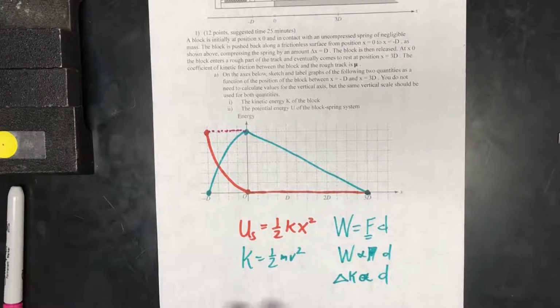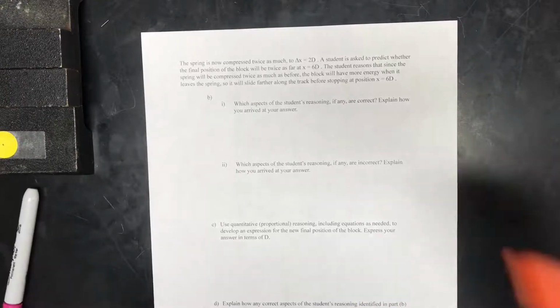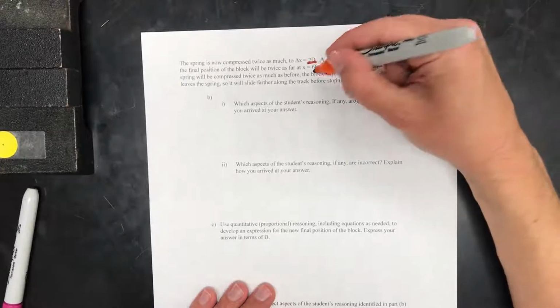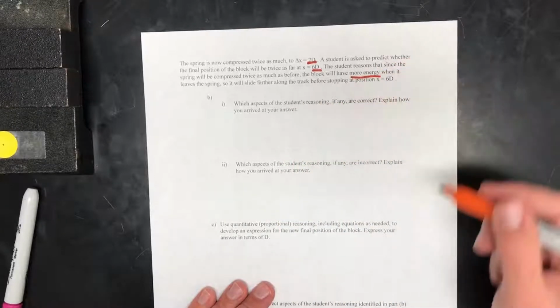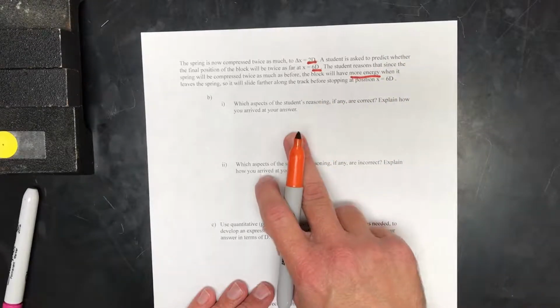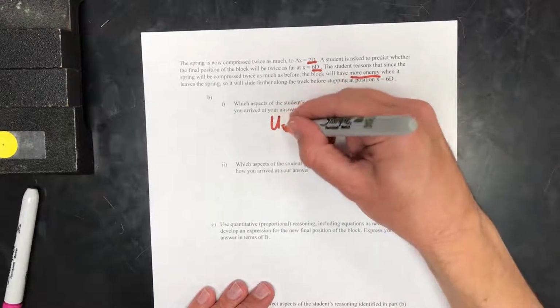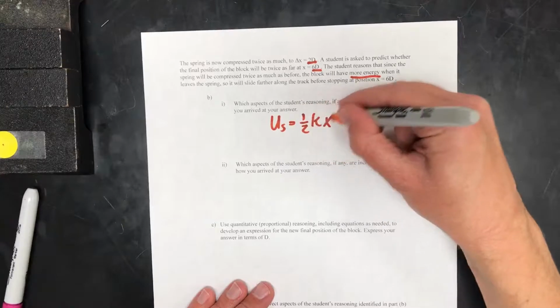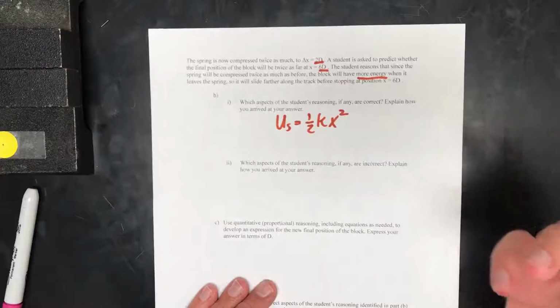The last 2 points on this one are where they talk about a student saying, what if you compress it 2d instead, further? Where should it slide out to? The student says, I think if you compress it twice as far, it should slide twice as far, 6d, because it's going to have more energy. So what aspects are correct? 1 point for saying that because of the equation, and you can cite it here, a bigger compression distance means more energy. That's basically all you need to say.